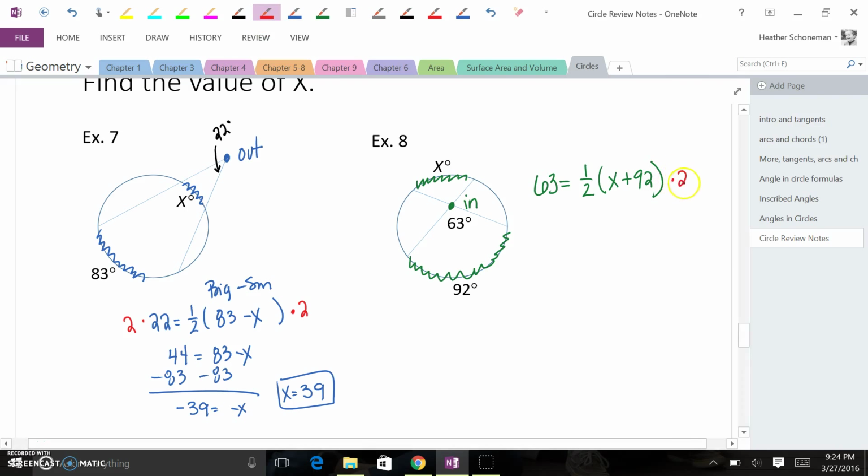So to get rid of the 1/2, we're going to multiply both sides by 2. And that's nice because on the right it cancels. So 63 times 2 would be 126 equals x plus 92. So to solve, you're going to subtract 92 from both sides. And that leaves you with 34 equals x.